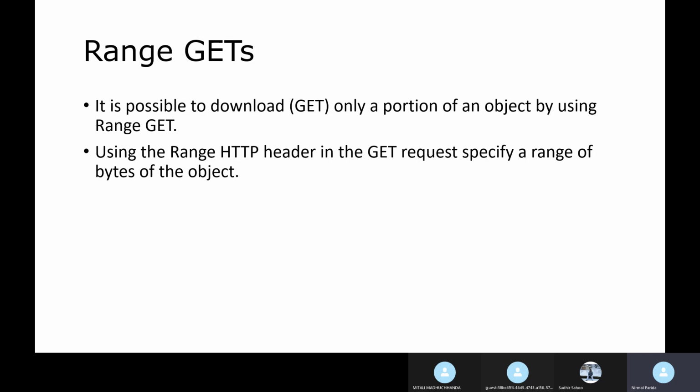But if you know a particular memory area, you can use these range get APIs. It is possible to download only a portion of your object by using range gets. Using the Range HTTP header in the get request, specify a range of bytes. So you have to provide the initial location and the final location.